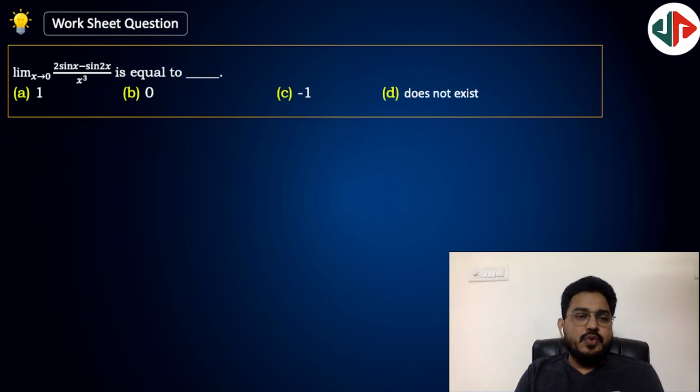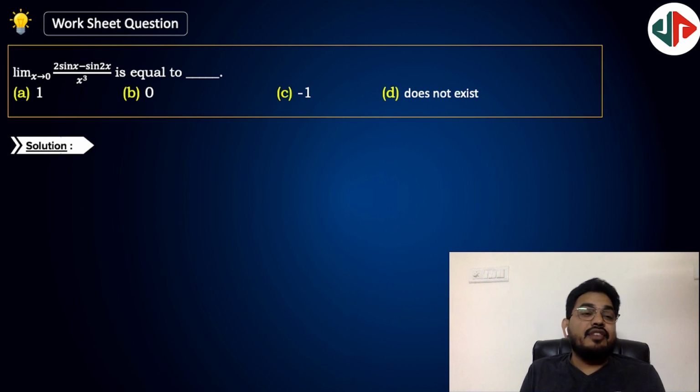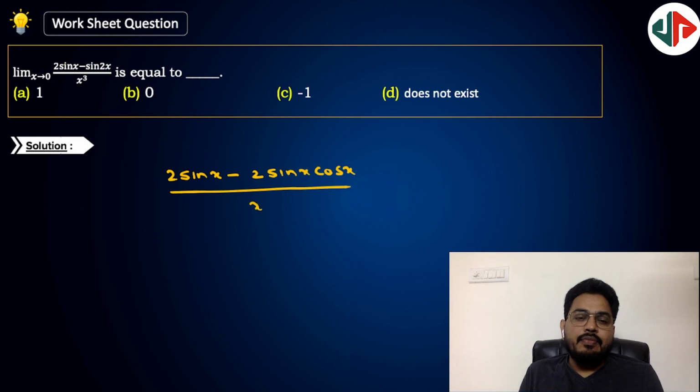Limit x tending to 0, sin 2 sin x minus sin 2x by x cube. Here there are two ways of doing. One is expansion, one is factorization, and the third one is L'Hospital's rule. So I will go ahead with factorization. 2 sin x minus 2 sin x cos x by x cube. When I'm writing this one, 2 sin x.